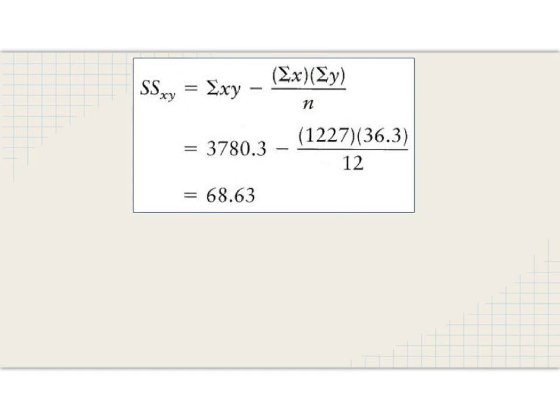We'll get SSXY for the numerator in the R formula. We'll take the sum of the xy's, that 3780.3, and subtract from it 1227 times 36.3, all divided by 12. And that gives us a value for SSXY of 68.63. The fact that SSXY is positive is our sign that R will be positive. If SSXY were negative, that would assure us that R would be negative.